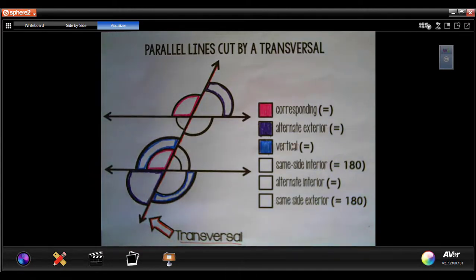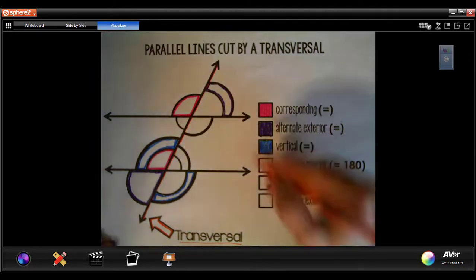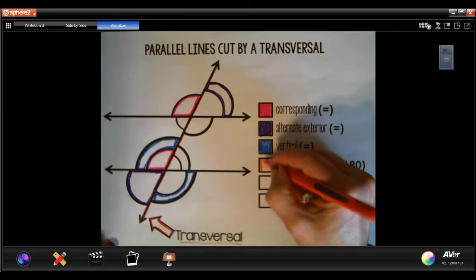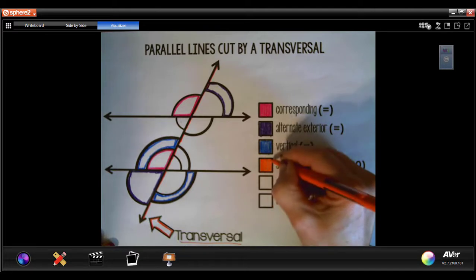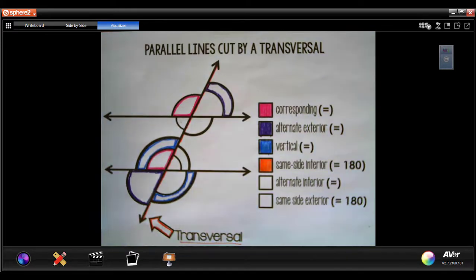Same side interior. All right, so our interior angles, and I'm going to use orange for this one. So interior means inside. And I always could remember these because of paint. I've done some interior painting. Did some of that last spring inside our living room and kitchen. And then my husband ended up doing some exterior painting for the outside of our house. So that's how I remember those two terms.